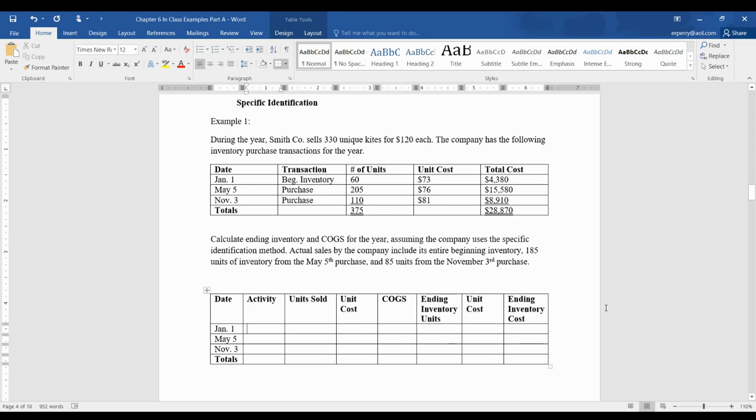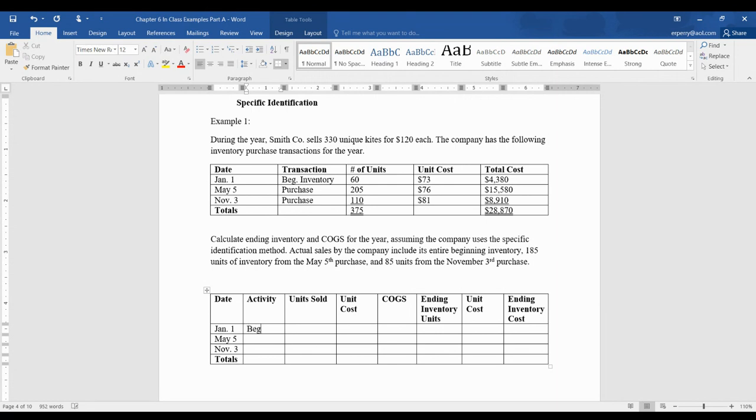We're looking at our Chapter 6 handout, Example 1, under the Specific Identification Inventory Cost Method. And remember, your Specific Identification Inventory Cost Method matches each unit of inventory with its actual cost. So we're given beginning inventory and a couple of inventory purchases throughout the year for Smith Company, and we need to calculate our ending inventory balance and the cost of goods sold for the year, assuming that we're using the Specific Identification Method.